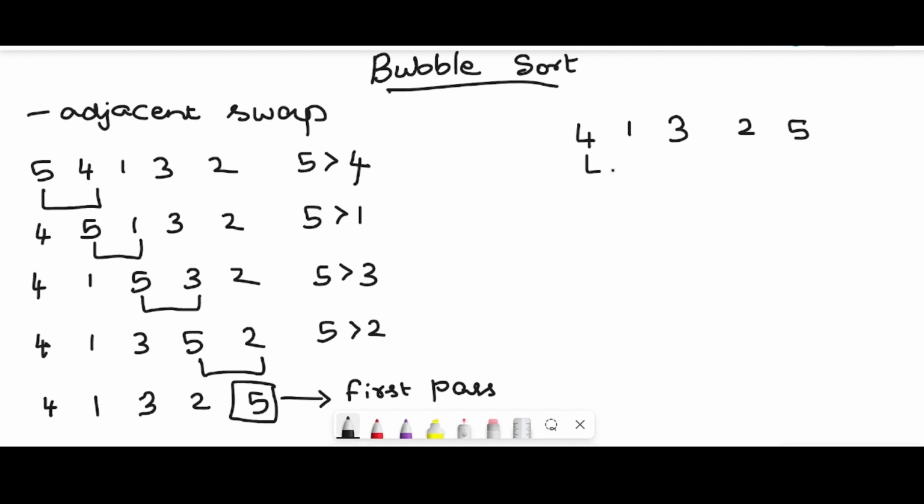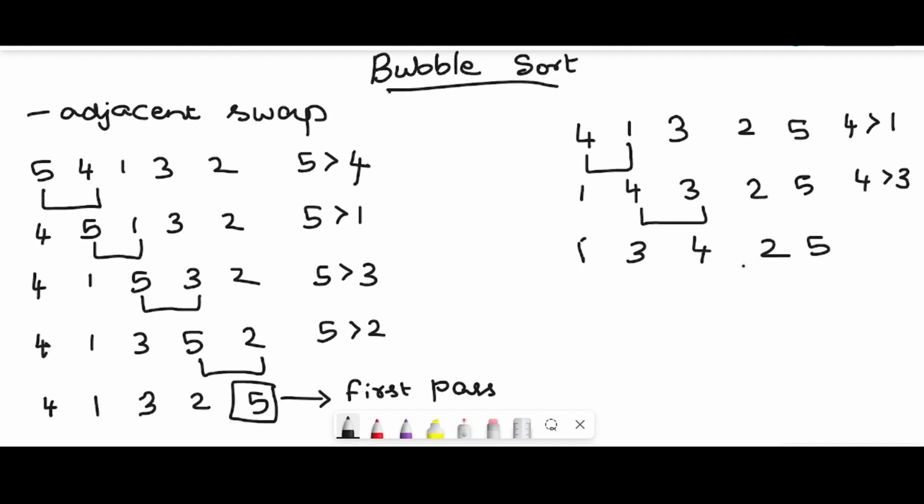Start comparing first two elements 4 and 1. 4 is greater than 1, so perform swap. It will become 1, 4, 3, 2, 5. The next two elements, 4 is greater than 3, so do swap. 1, 3, 4, 2, 5.